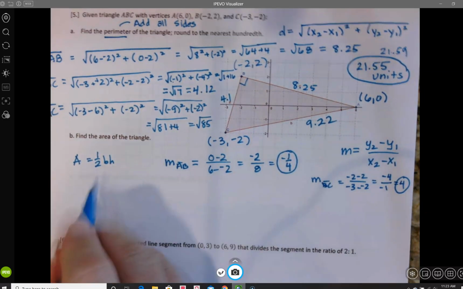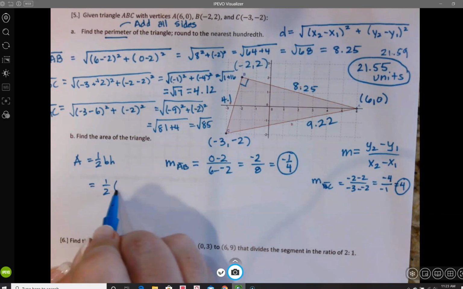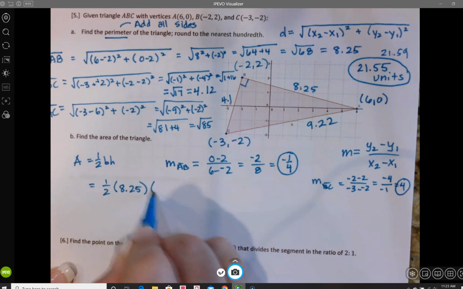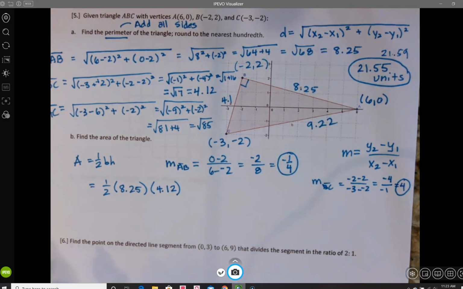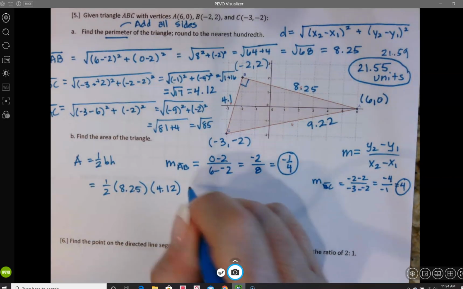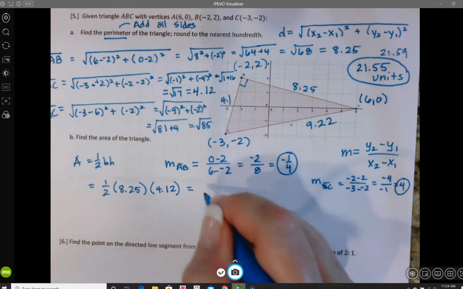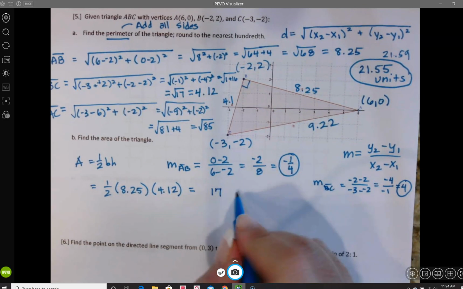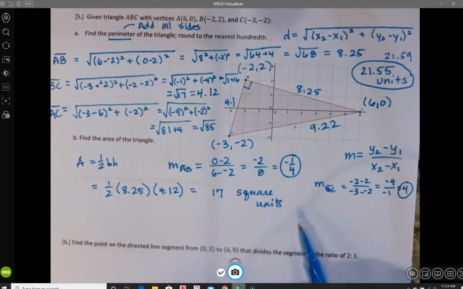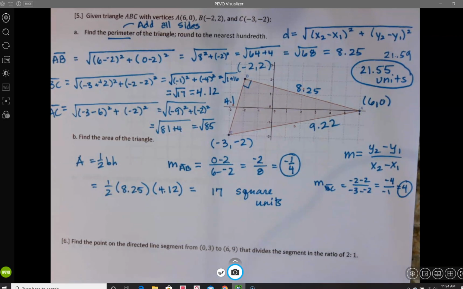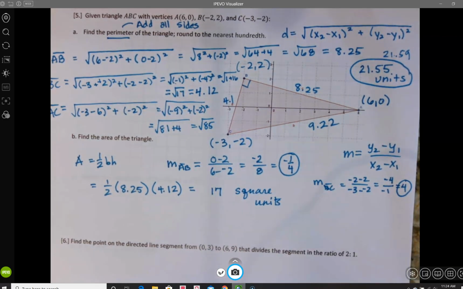So now I can use my formula, 1/2 times 8.25 times 4.12. And let me work that out. It's 4.12. 8.25 times 4.12, and then I'll divide it in half, and I get 16.995, which I'm going to round to 17. And when we do areas, we do square units. So it'll be square feet or inches, and since these are on the coordinate plane, they're just plain units.